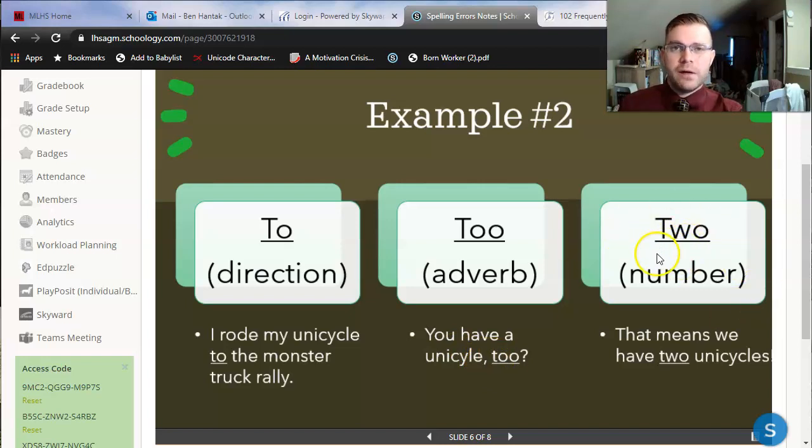T-W-O is how we spell out the number 2. That means we have 2 unicycles. Not one unicycle, but 2 unicycles. Again, all 3 of these words have the same sound, but they have 3 different spellings and 3 different meanings.